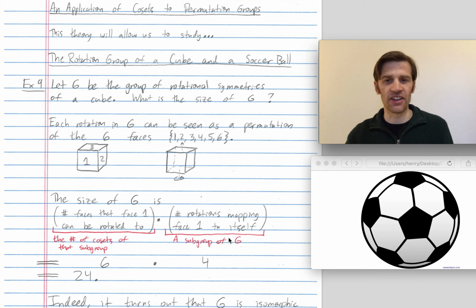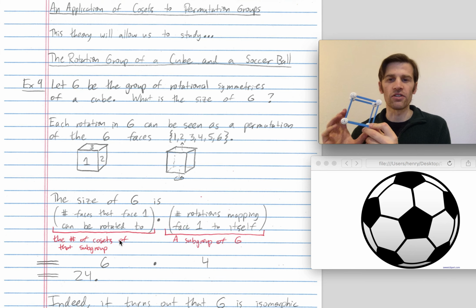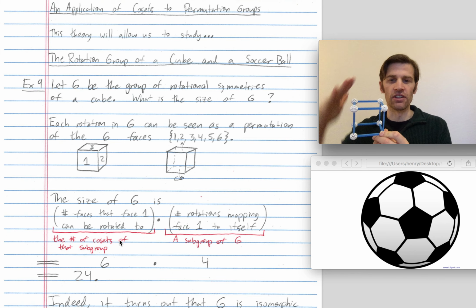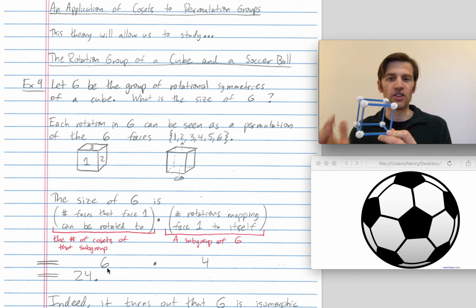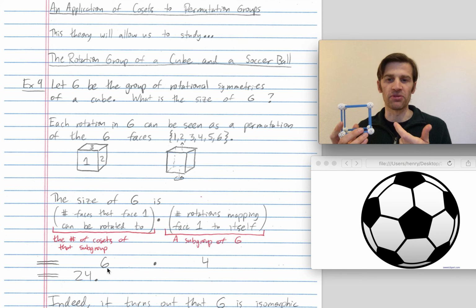Okay, so you need to pick your favorite face and count the number of rotations that fix that face. In this case, it's 4. And then you also need to count, well, what are all the different faces that this front face could get mapped to? And it turns out this front face could get mapped to any other of the 6 faces by some rotation. So the number of faces that this first face could get mapped to is 6. The total number of rotations is going to be the product of those two numbers, 6 times 4, or 24.